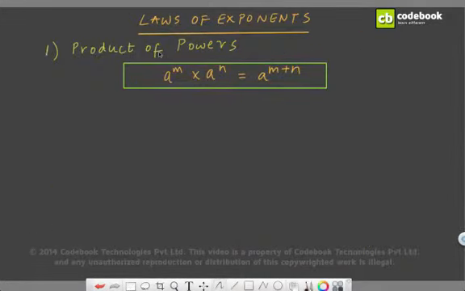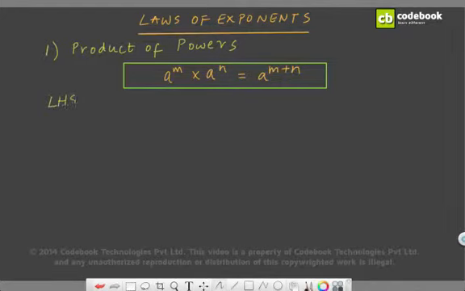Next, we will discuss some of the laws of exponents. The first law of exponent that we will talk about is called the product of powers. So if a is a real number, then a raised to the power m multiplied by a raised to the power n is equal to a raised to the power of the sum of the exponents m and n. So it's a raised to the power m plus n. So let's try to prove this.